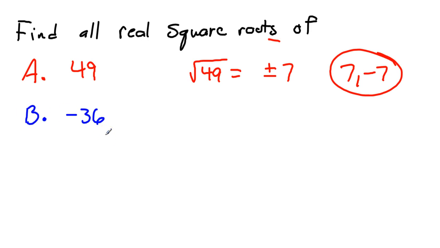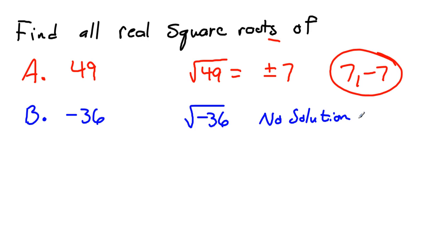Okay, then they'll tell you to find all the real square roots of negative 36. So if you squared a negative number, again, not really doing anything, that's just going to be no solution. Okay, so again, you bounce around with the square roots, working with the parts.